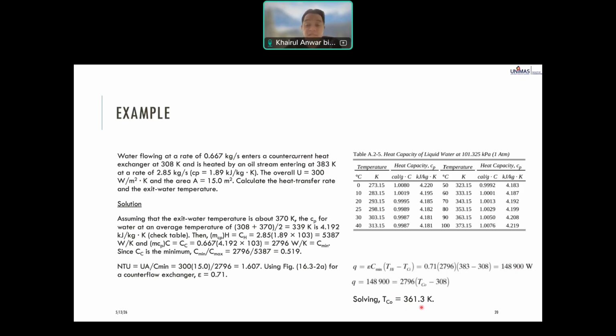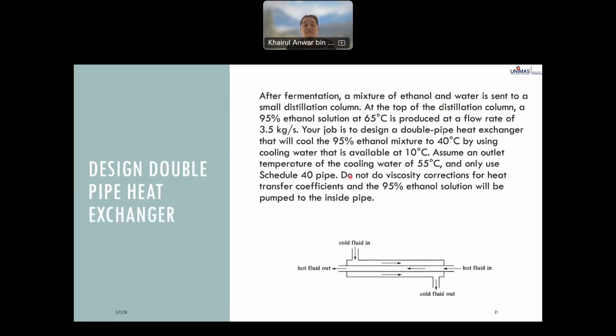So it starts with an assumption first. Assuming the exit water temperature is 370 K, then you can calculate the average for CP. But the actual value for TCO is 361.3 Kelvin. Now is the design of a double pipe heat exchanger.